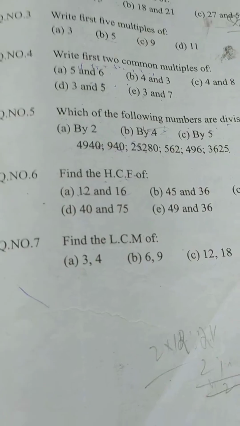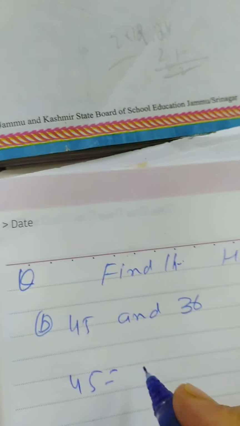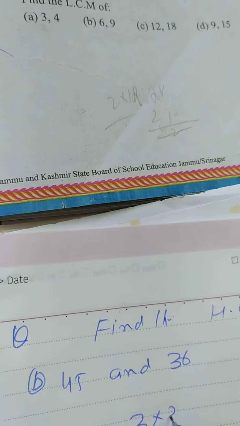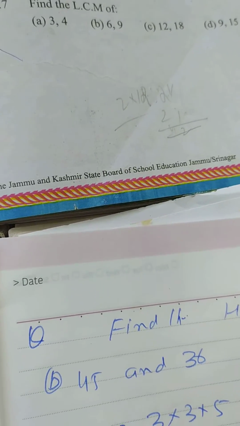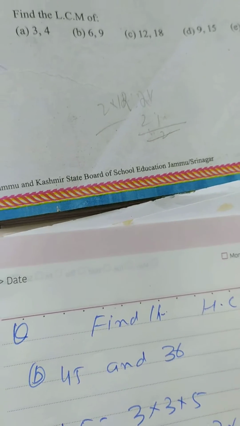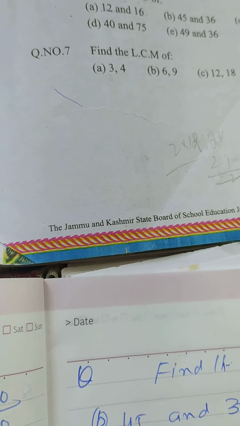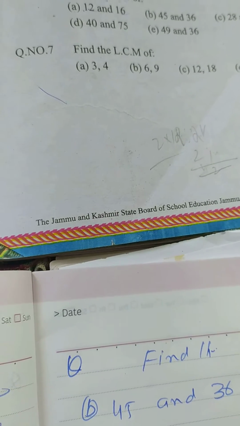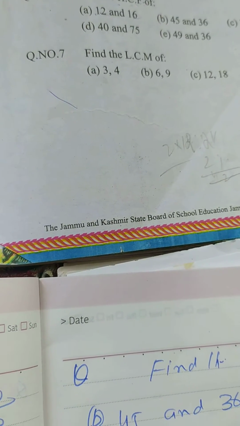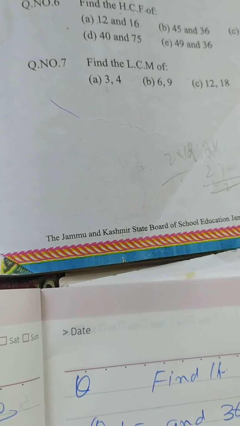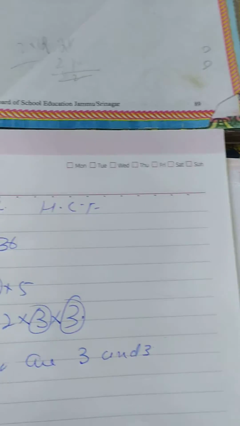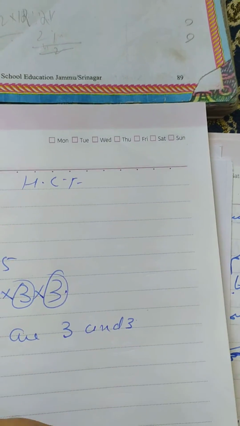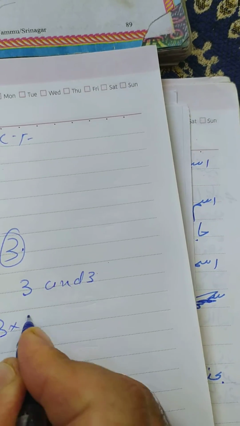As per B part, 45 and 36. 45 is equal to 3 into 3 into 5, and 36 is equal to 2 into 2 into 3 into 3. The common factors are 3 and 3. Therefore, the required HCF is equal to 3 into 3 is equal to 9.